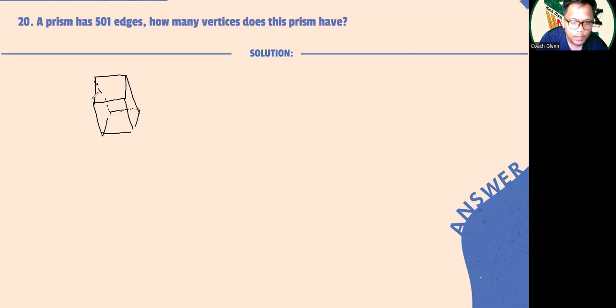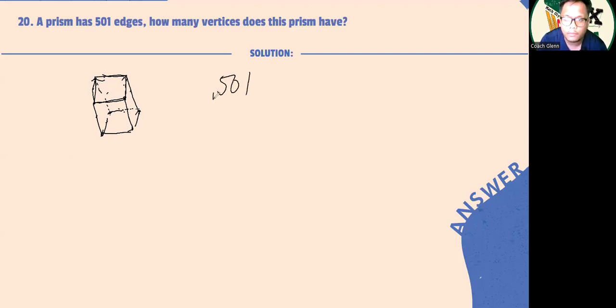So edges are these lines that you can observe. These are your edges, okay? And then your vertices are these points at the ends, okay? So that's your edges and your vertices. So a prism has 501 edges, okay? So if it has 501 edges, then all we need to do is, as we can observe, the number of edges here is 4. We also have 4 here, and then we also have 4 below. So basically, it's just the number of edges divided by 3, okay?